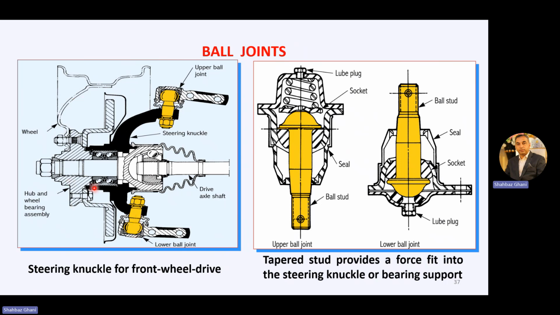And here we have a wheel. This is the upper ball joint shape and this is the lower ball joint. Steering knuckle for front wheel drive. A tapered stud provides a force fit into the steering knuckle or a bearing support.